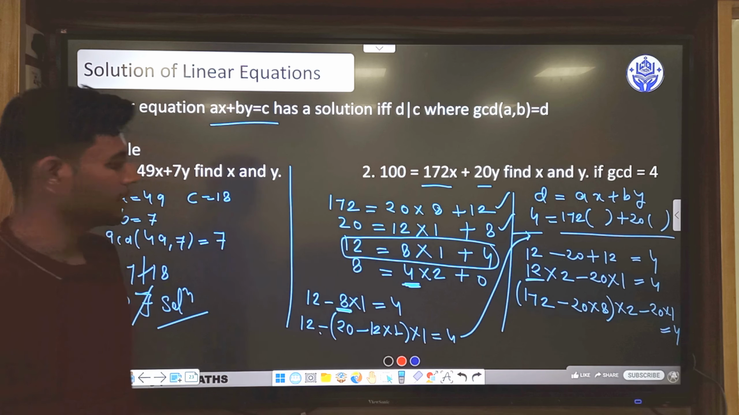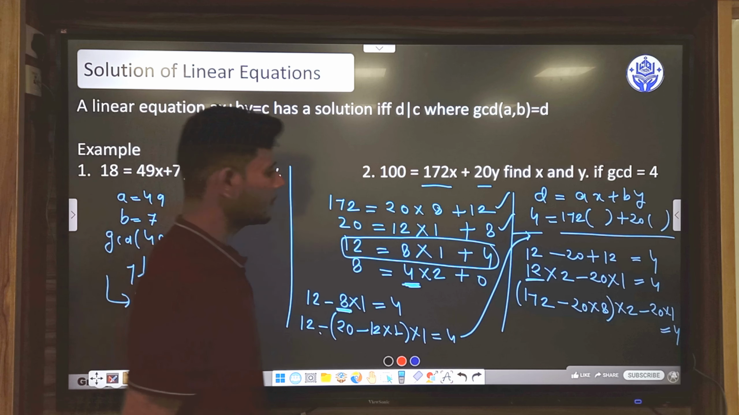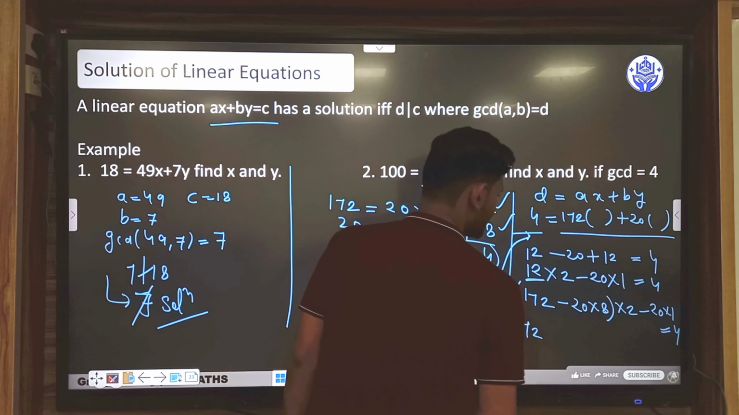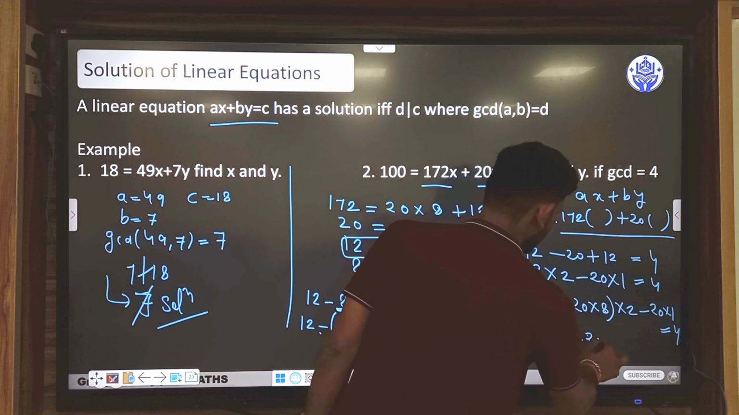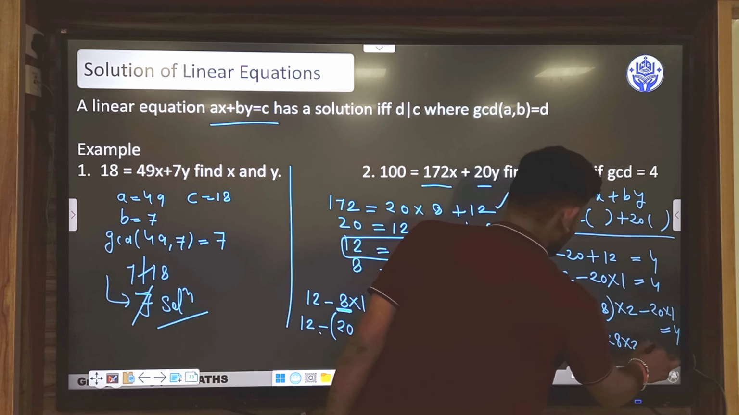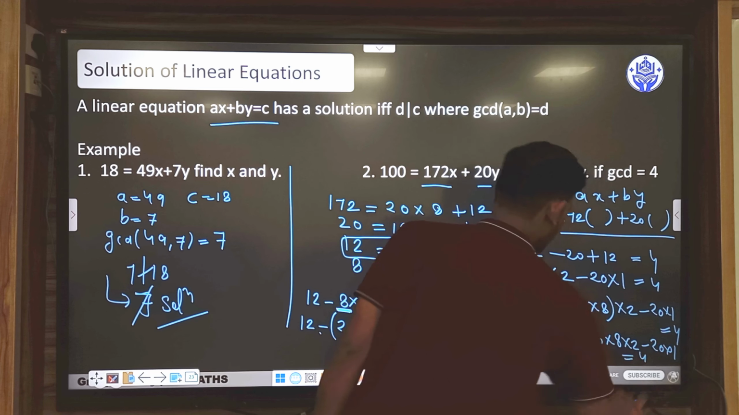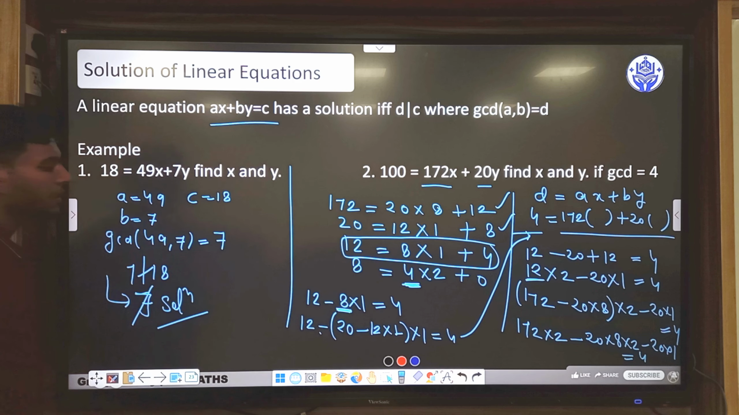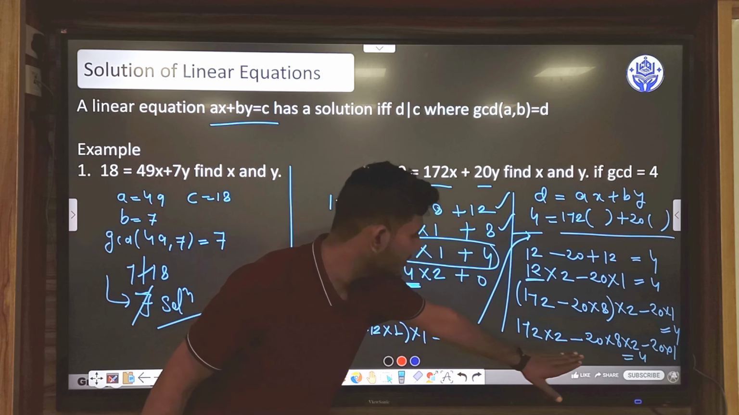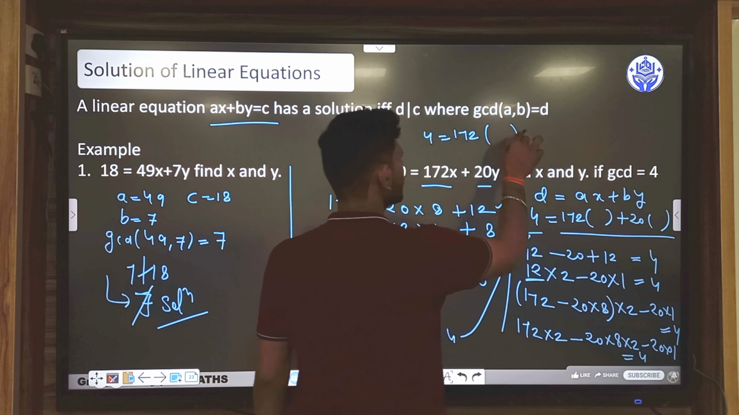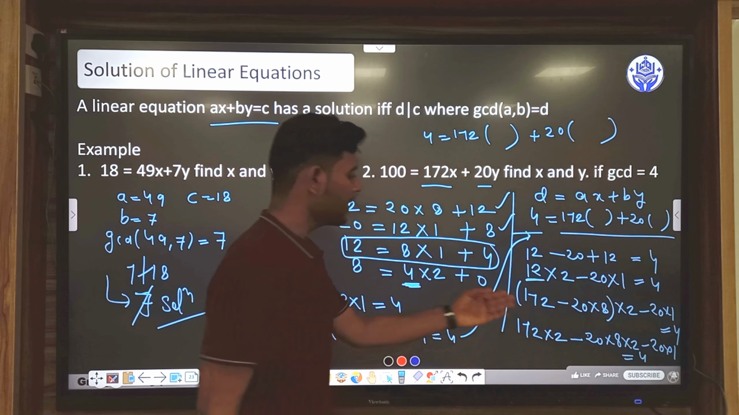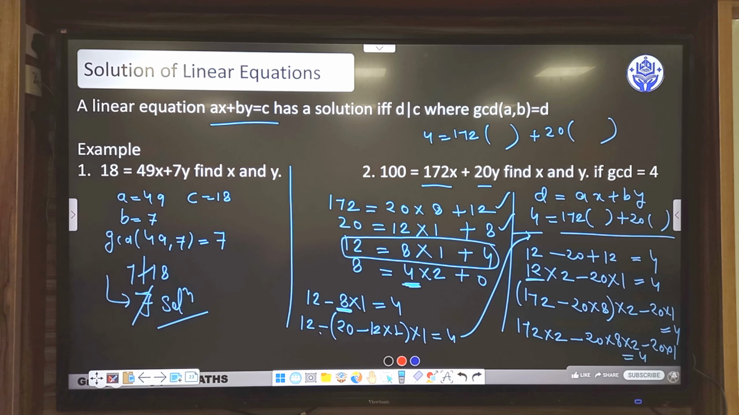Now can I make any expression from here that will be something related to 172 into 2 minus, and this will be 20 into 8 into 2 minus 20 into 1 is equal to 4. Now see, from here what can I do? Can I arrange this expression like this? I just want this only. So 172 something here plus 20 and something here. I can easily make from here, that is nothing but 172 into 2 plus 20.